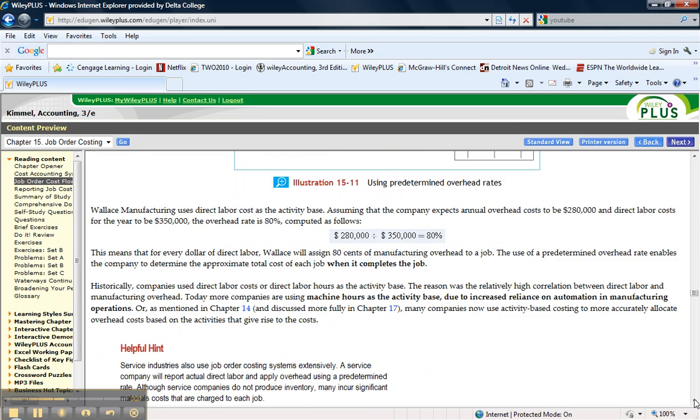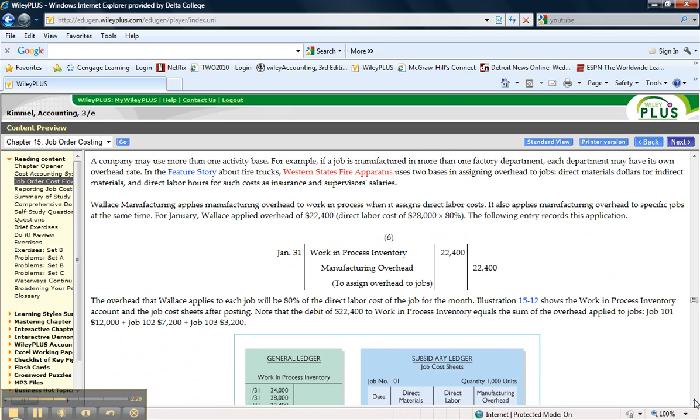So after we figure out our overhead rate and we decide how much we're going to allocate to a particular job, we're going to debit WIP inventory just like we did for materials and labor. We're adding cost to WIP, and we credit overhead. Okay, so we're moving some of those actual costs into jobs. Although they're not actual costs moving into jobs, we're estimating and applying some costs into jobs.